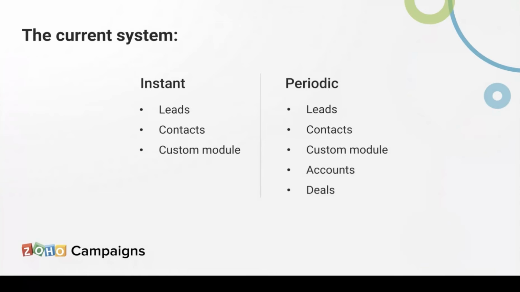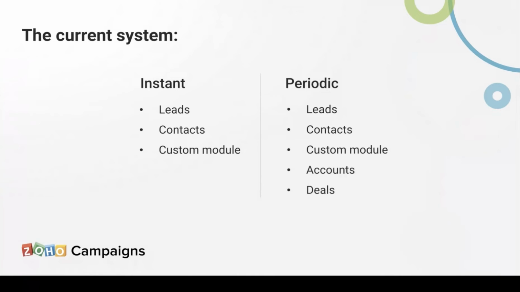In the current system that you are using, there are two types of syncs. You connect your Zoho Campaigns account with Zoho CRM, and you use two types of syncs to import your data from Zoho CRM. One is instant, which is instantaneous, and the second one is periodic.